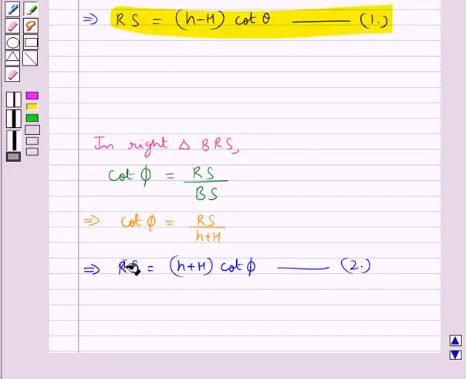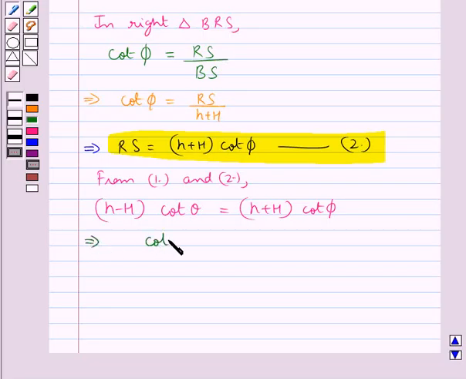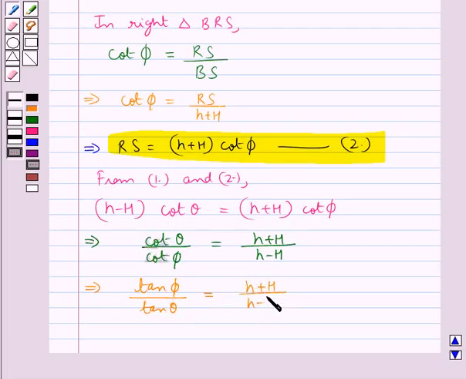So from equations 1 and 2, we have H minus h cot theta is equal to H plus h cot phi. This means we have cot theta upon cot phi is equal to H plus h upon H minus h, or you can say we have tan phi upon tan theta is equal to H plus h upon H minus h, since we know that tan theta is equal to 1 upon cot theta.